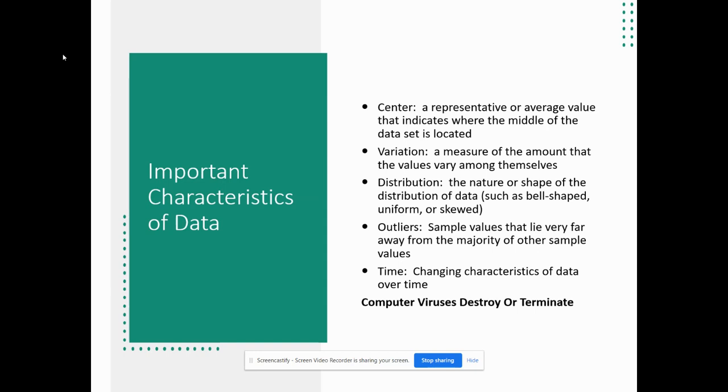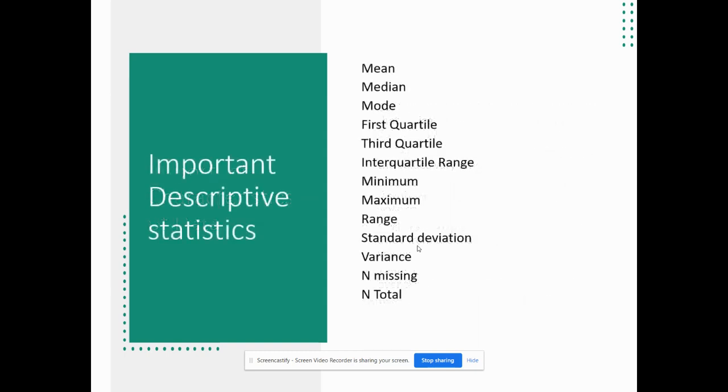An easy way to remember that is "computer viruses destroy or terminate." So that is a way to think of these 5 different types of characteristics. Now we're going to look at some descriptive statistics. We're not going to cover all of them, there's a ton. But the ones we're going to focus on are mean, median, and mode, first quartile, third quartile, interquartile range, minimum, maximum, range, standard deviation, variance, the number of values missing from your data, and your sample size total.